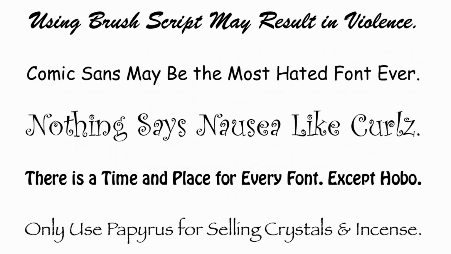Hobo is one that is, the curves are weird. It looks weird. Papyrus, use only Papyrus for selling crystals and incense. That's a pretty good descriptor there. It's the default I-want-to-look-like-I'm-Egyptian-without-doing-any-extra-work font. None of these are particularly appropriate for business writing, and they're kind of cliche for any other type of writing.